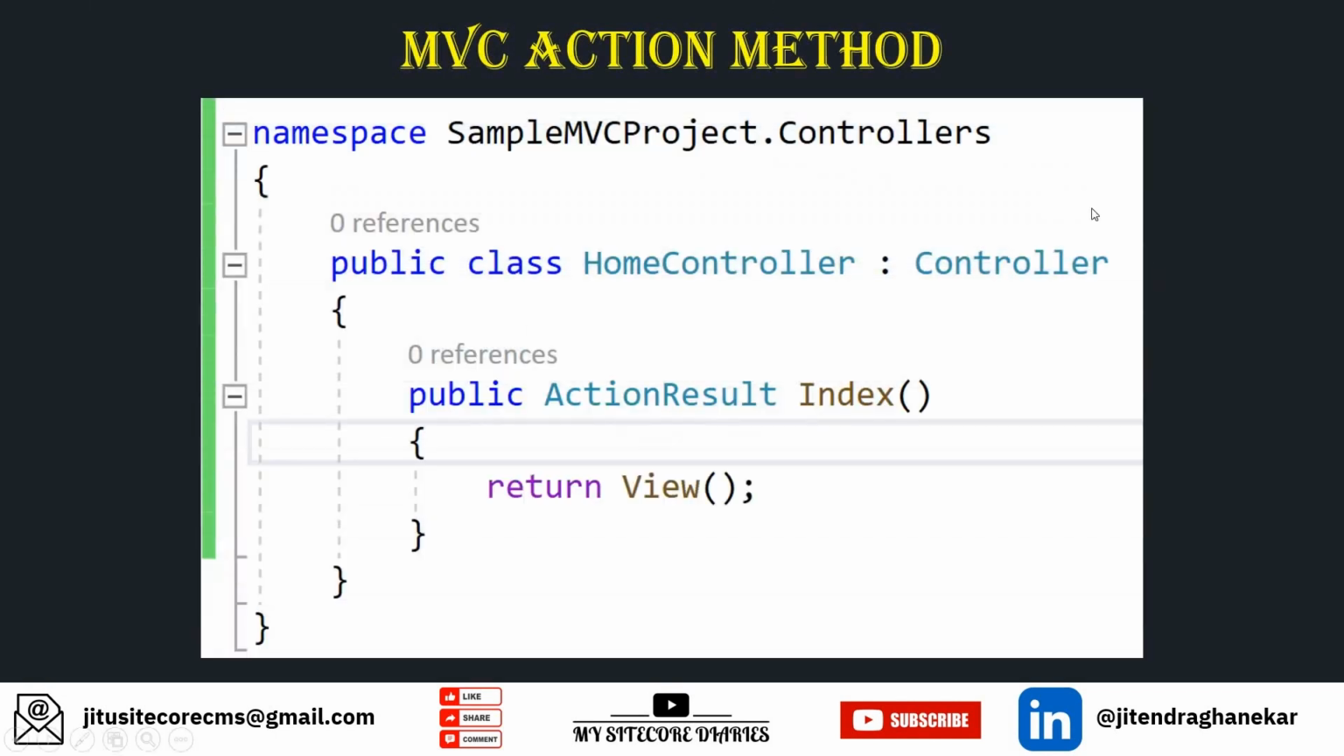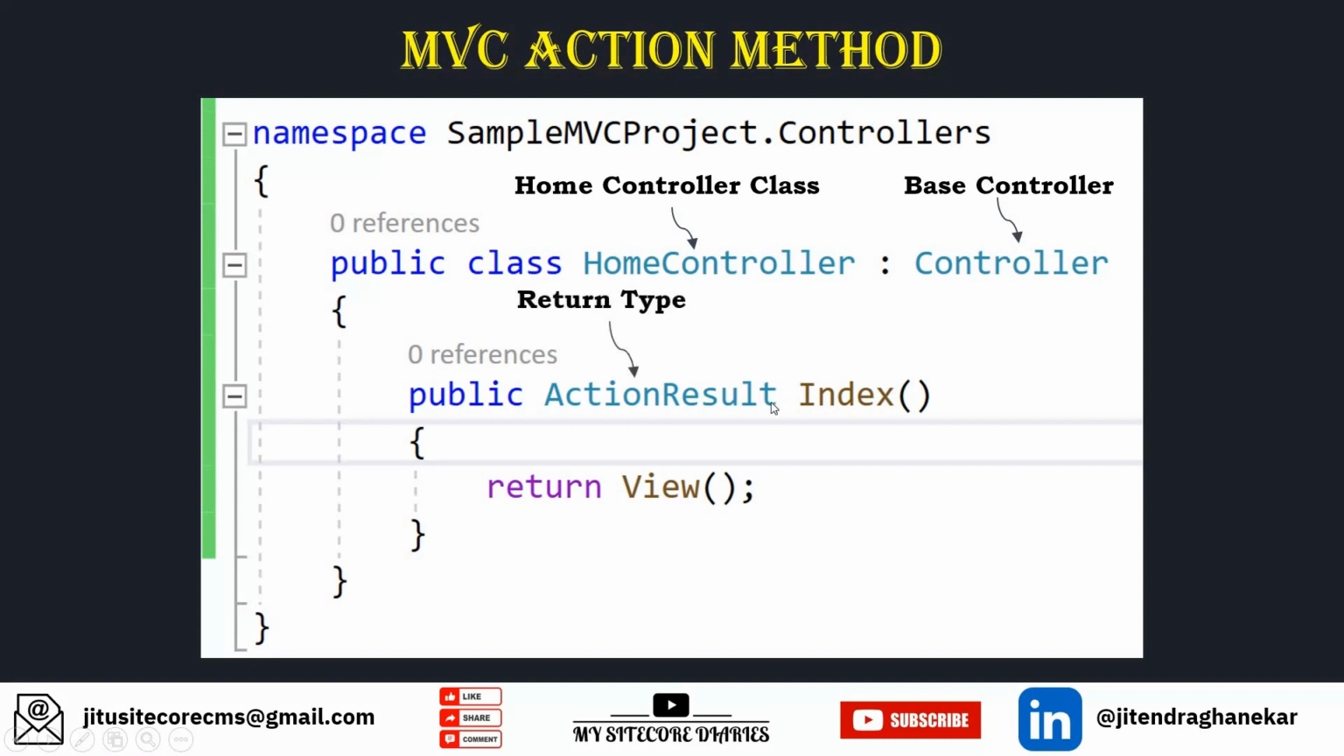Whenever you add any controller, like here I have a HomeController in the namespace SampleMVCProject.Controllers. This is called the HomeController class. Then you have this, the base Controller, so the base Controller is inherited into the HomeController. Then we have the return type of the method. ActionResult is the return type. There are multiple types of return type which we will discuss further.